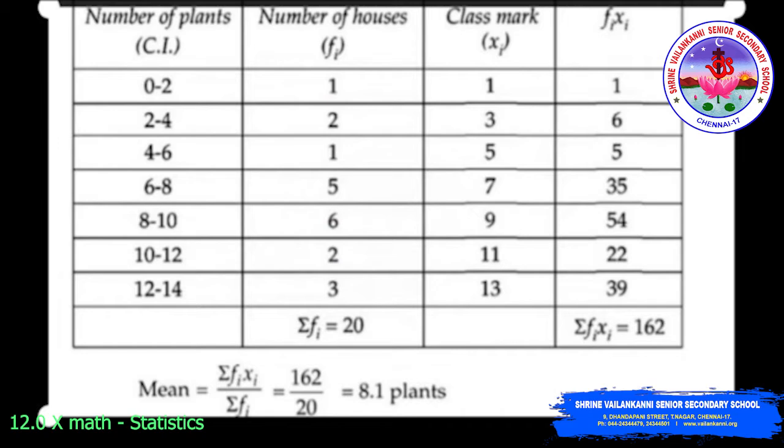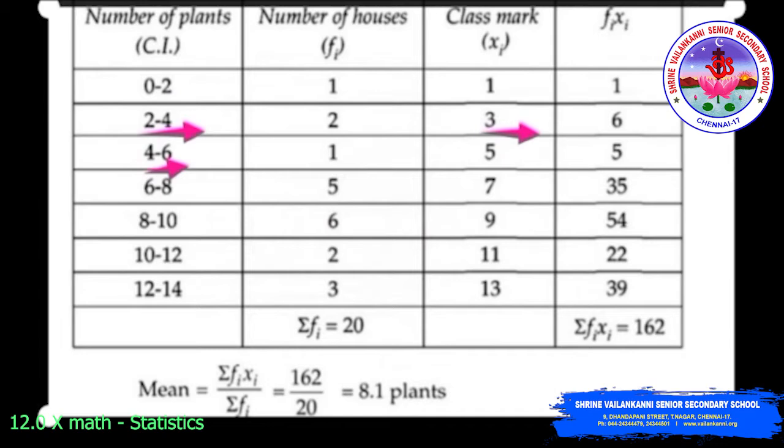To find the xi value, that is the class mark for the third column, we use lower limit plus upper limit divided by 2. So 0 plus 2 divided by 2, that is 2 divided by 2, which becomes 1. Next one, 2 plus 4 divided by 2. So 6 divided by 2, which will be 3.